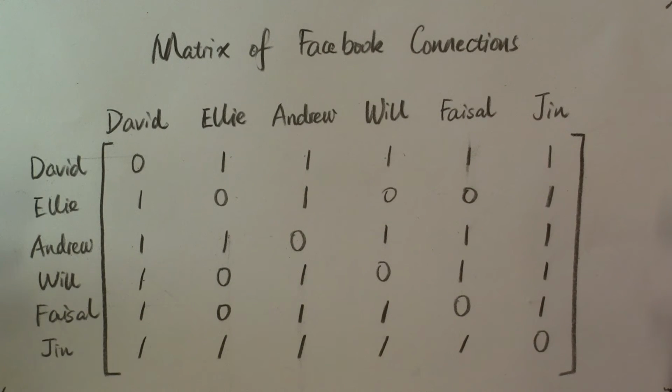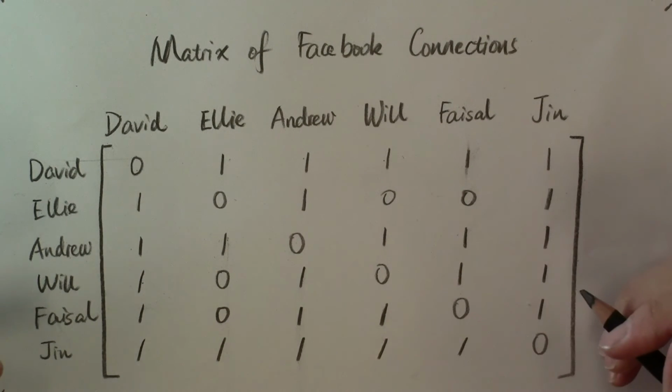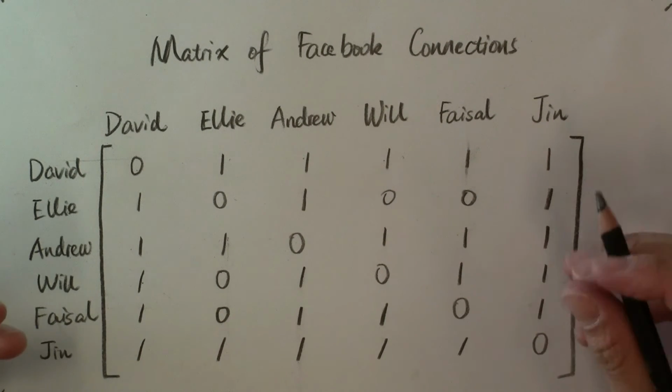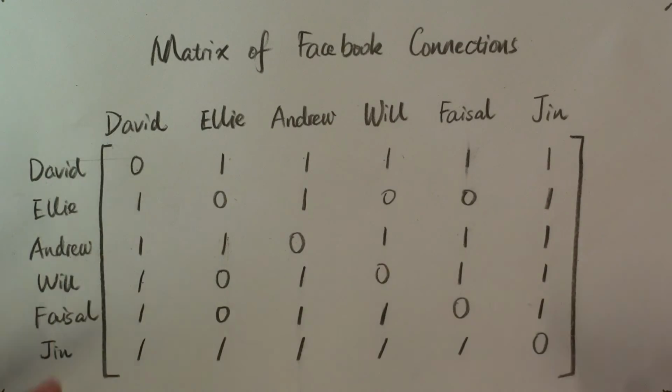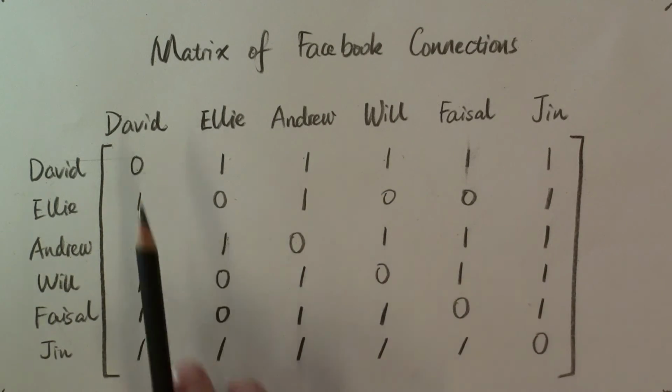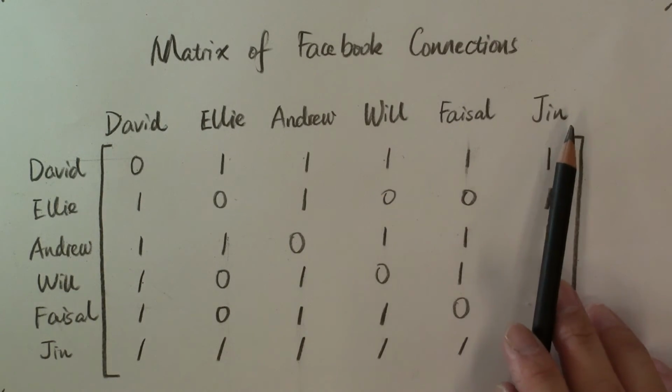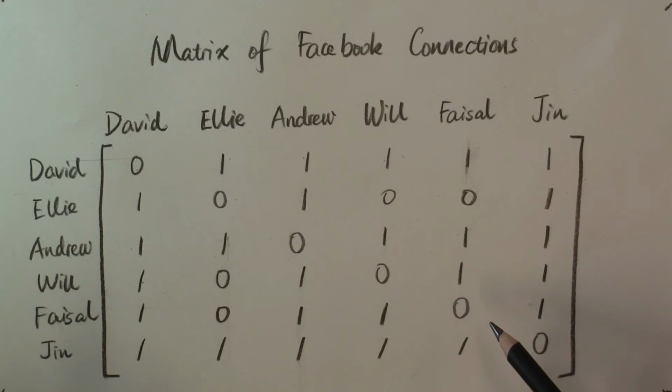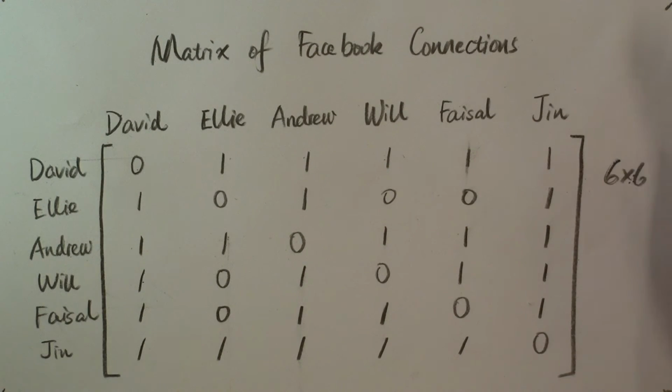Now let me ask you, how many people are there in this social network? And if everybody's connected with everybody, including themselves, how many connections will there be? These are information about the size of the network. And how can you get that information from the matrix? That's right, there are 6 rows and 6 columns in this matrix. So there are 6 people. And if everybody is connected with everybody, including themselves, then there are 6 times 6 equals 36 connections.